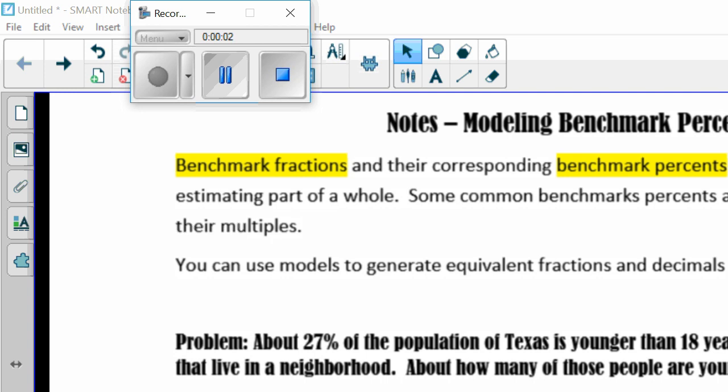Hey guys, it's Miss Nelson, and today we're going to be doing notes over modeling benchmark percents. So, a benchmark fraction and their corresponding benchmark percents can be used when estimating part of a whole.